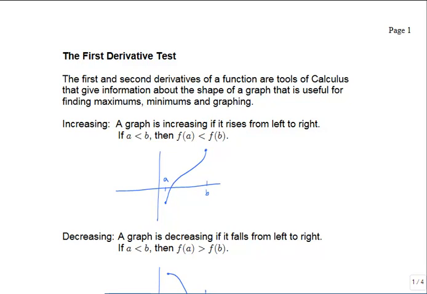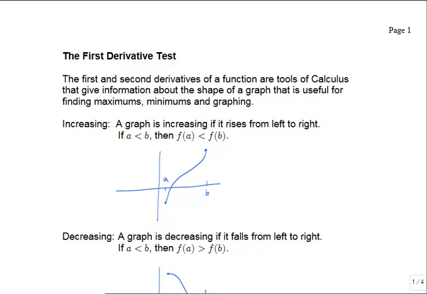The first and second derivatives of a function are tools of calculus that give information about the shape of a graph that is useful for finding maximums, minimums, and graphing. Now when we're doing our first derivative test, we're going to be learning about a test that tells us when a graph has maxes and mins, and also where a graph increases and decreases.